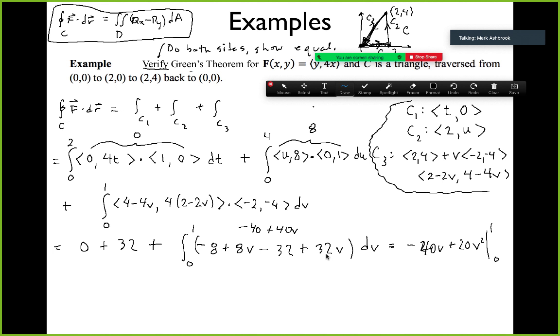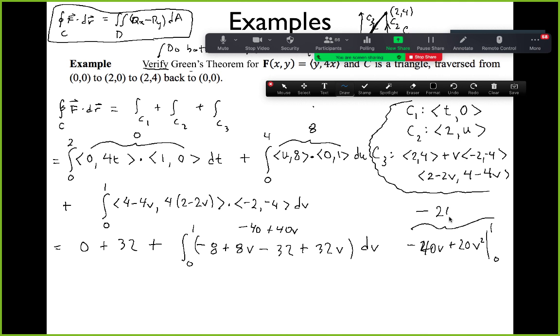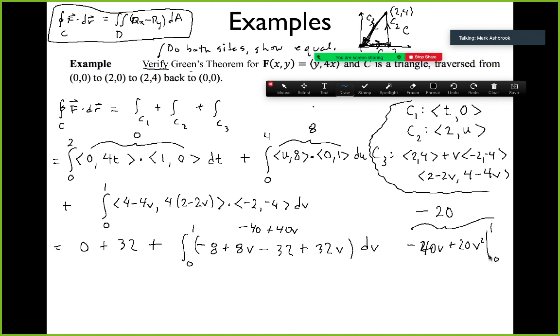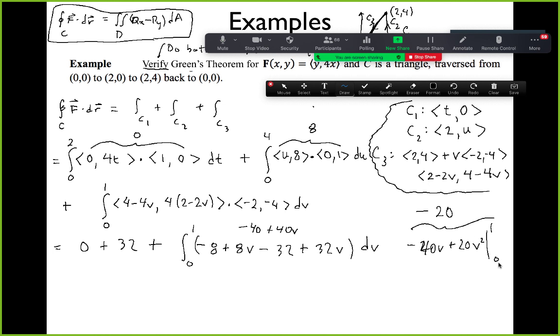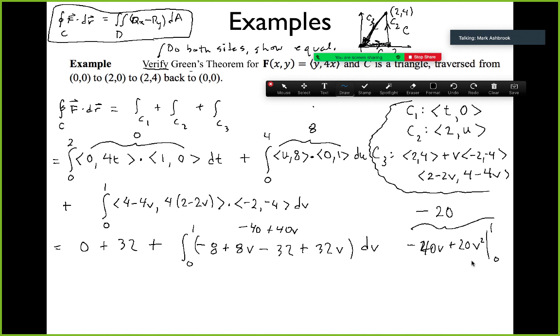So, okay, we'll do this over here. This is some side work on this third integral. The third integral equals negative 40v plus 20v squared. And I think that equals what? Negative 20? Make sure you plug 0 in. So you plug 1 in, you get negative 40 plus 20. Make sure you plug 0 in. That will not always give 0, right? There are plenty of functions that evaluated at 0 are not 0. So in this case, you do get 0, okay? So I think our total is what? So this whole thing is minus 20. So we get 12. That is the circulation.